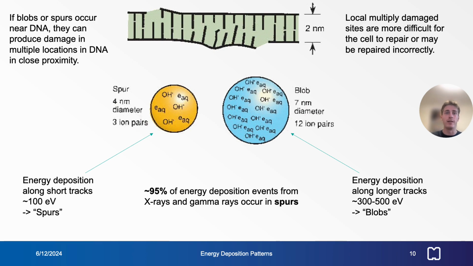The complex cluster damage, in which groups of several damaged nucleotides occur within 1 or 2 helical turns of DNA, is a hallmark of radiation-induced DNA damage. You can see here these spurs and blobs, which correspond to energy depositions along shorter or longer tracks and slightly different energies. Though 95% of energy deposition events from X-rays and gamma rays occur in these spurs.